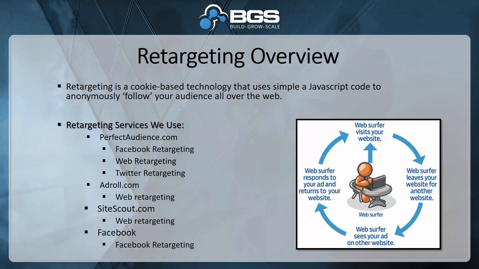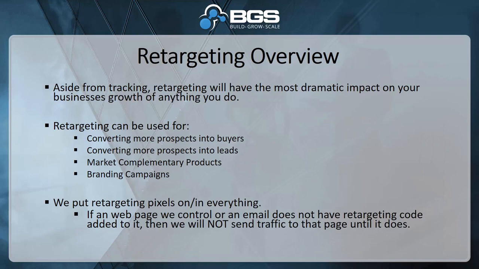The thing that's so awesome about all of these services is they each reach a different audience. They all target the web, but they each have their own network of sites. By using all of them together, we cast the widest possible net to get our ads out. So no matter where our visitors go, once they're tagged with our code, we can always get our ads in front of their faces. That's why retargeting is so powerful. Aside from tracking, retargeting will have the most dramatic impact on your business's growth of anything that you can do.